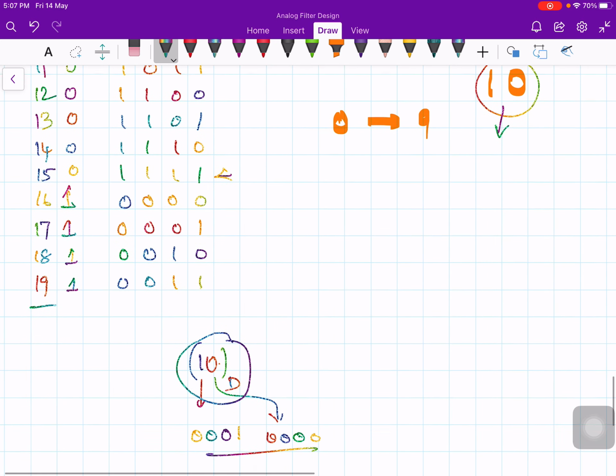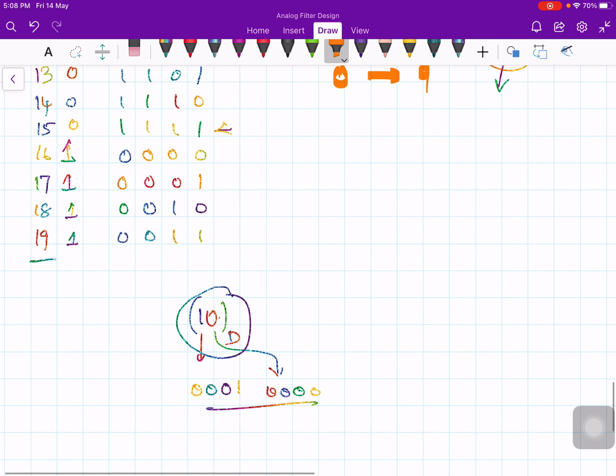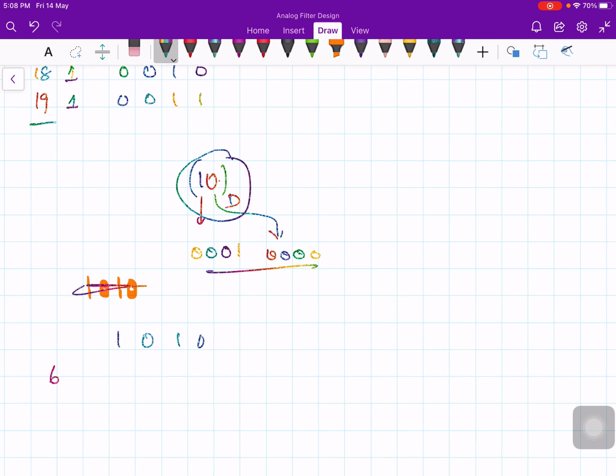But this one, how do I represent? That is a problem. Therefore, whenever the sum exceeds 9, in that case, what you do is add 6 to that number. So 1 0 1 0, right? Let me take 1 0 1 0. With this you add 6. Just hold on one second.